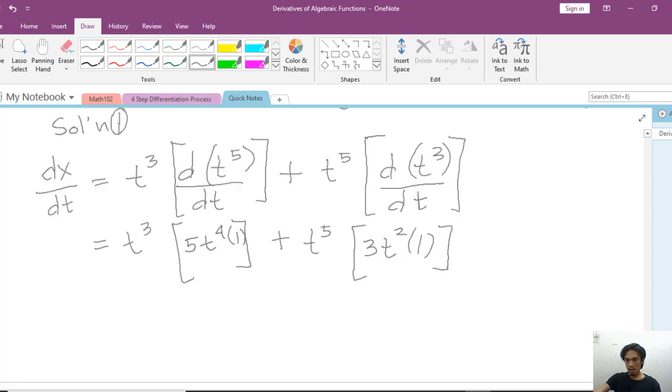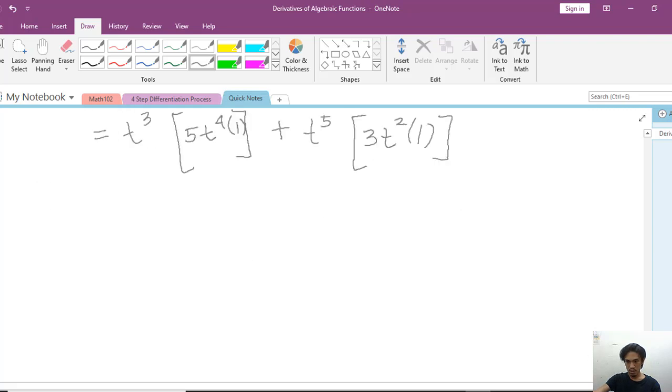Okay, continuing, we have the derivative of x with respect to t is equal to t raised to 3 times 5 times t raised to 4 plus t raised to 5 times 3 t squared.